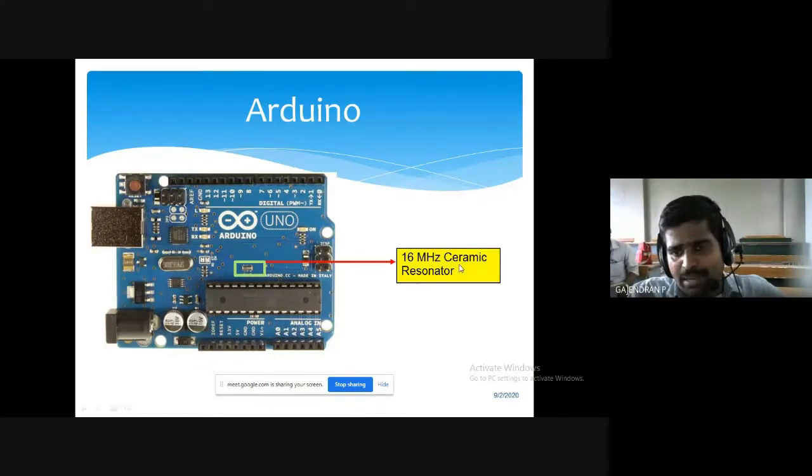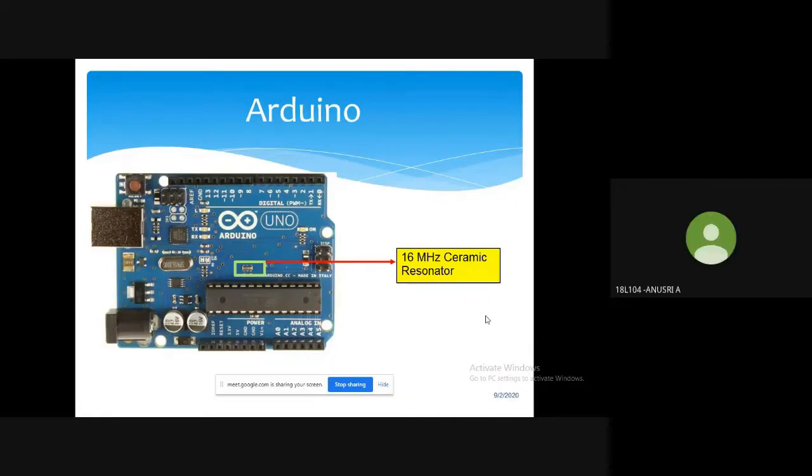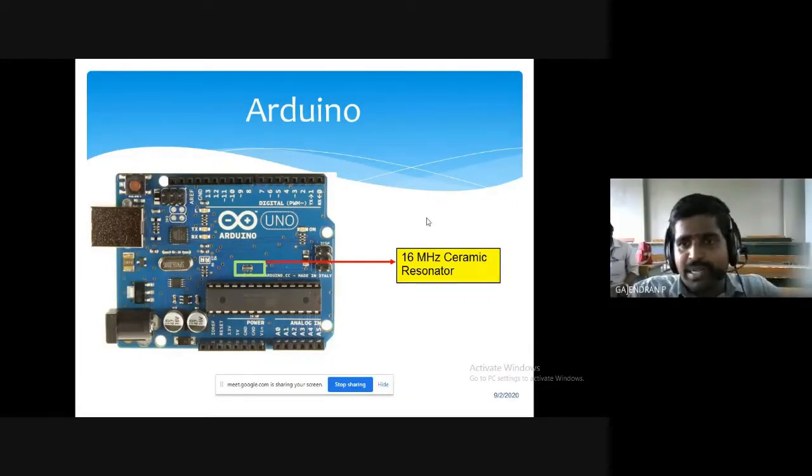Consider this ceramic resonator also a crystal oscillator. How many crystal oscillators are available? 2, sir. Very good. The ceramic resonator is also a crystal oscillator, but it has some additional function you need to tell next class. Okay.